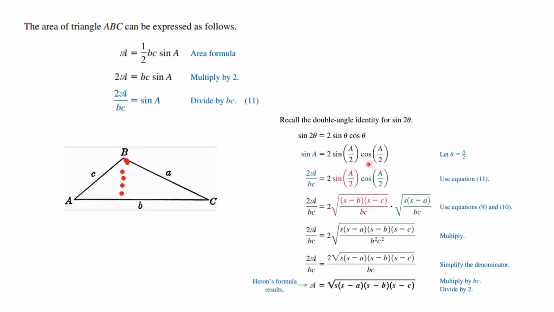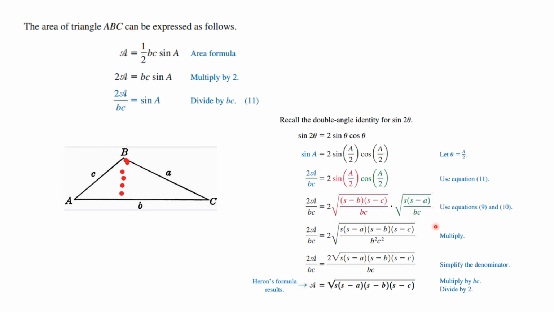So we're going to be doing some substitution for sine of A up here. Here's where the sine of A was, but we're substituting what sine of A is. So 2 times the area divided by bc is 2 sine of A over 2 times cosine of A over 2. But now we have expressions for these, so 2 times the area over bc is equal to, using equations 9 and 10 that we have, this is the red and this is the green substitution.